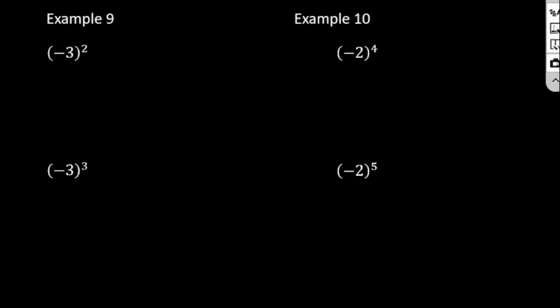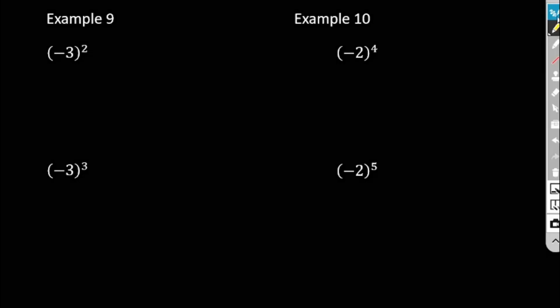In examples 9 and 10, we are using indices. Indices is a power. And when you talk about these indices, it just tells you how many times the number should multiply by itself. So if it's a 2, the number should multiply by itself twice. If it's a 3, the number is going to multiply by itself 3 times.